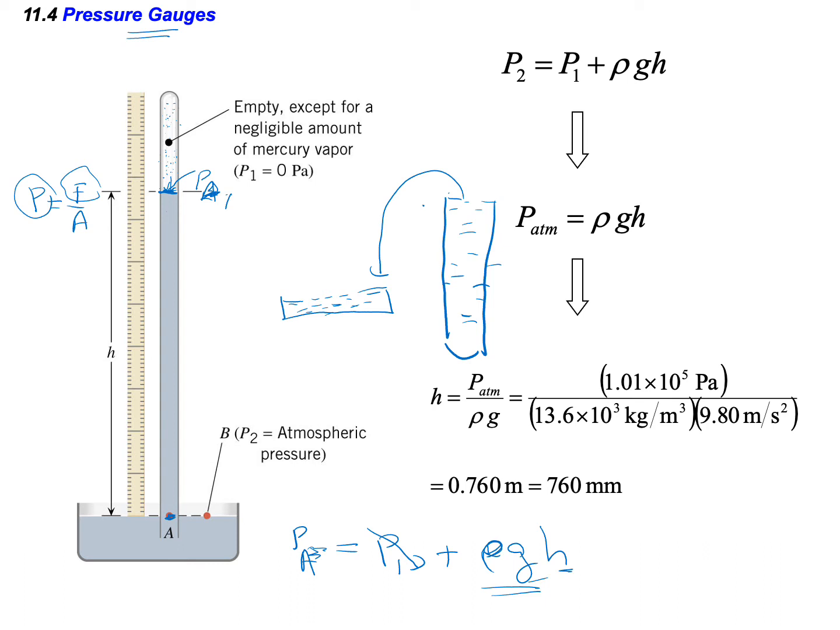So now we know that's one point. And the second point is P2 is equal to P1 plus rho GH. And if H is at the same level, so for example, pressure A and pressure B, if it is the same level, we know H is 0. Therefore, pressure A is the same as pressure B. So if you know the pressure at A, it is the same as the pressure at B.